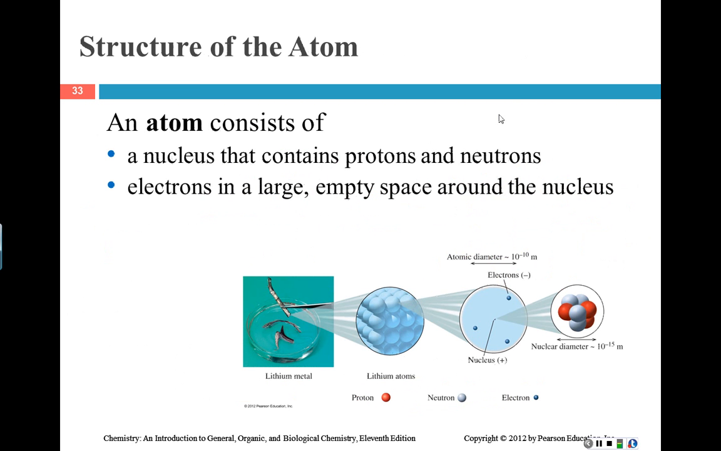And so indeed we have come to believe that an atom consists of a nucleus that contains protons and neutrons, and then the electrons are in a large empty space that is around the nucleus.